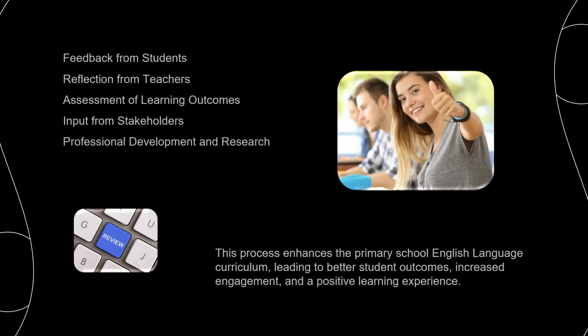Assessment of learning outcomes. For example, analyze students' work samples, observation notes, or informal assessments to gain insights into their progress. Identify patterns or trends in their learning and use this information to make adjustments to the curriculum, such as providing differentiated instruction or additional resources to address specific learning needs.